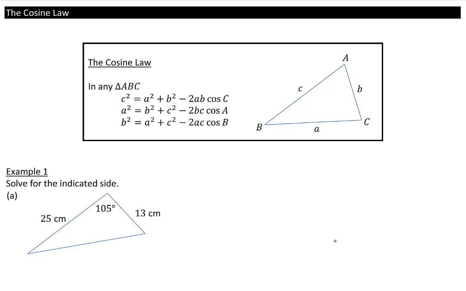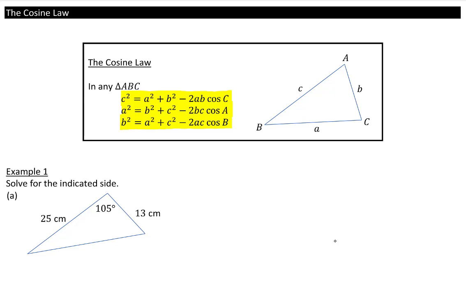So next we're going to review the cosine law. The cosine law states that in any triangle ABC, c squared equals a squared plus b squared minus 2ab cosine of angle C. Or we can use a squared equals b squared plus c squared minus 2bc cosine angle A. Or we can use b squared equals a squared plus c squared minus 2ac cosine of angle B.